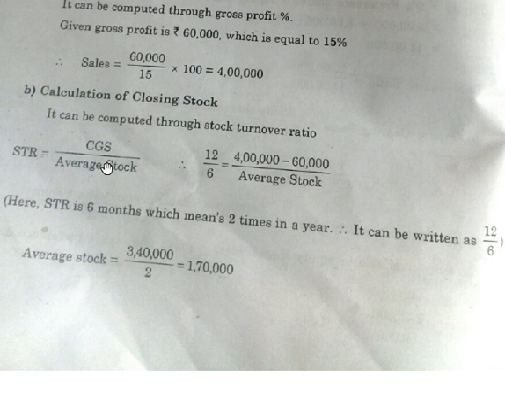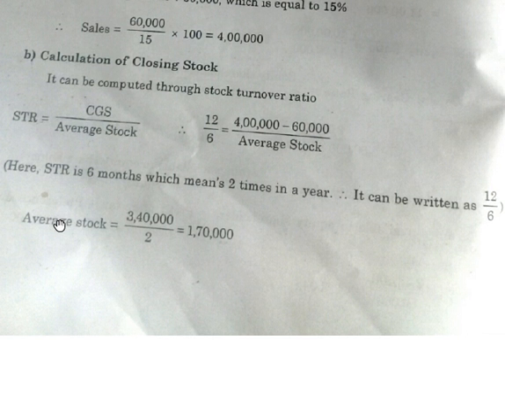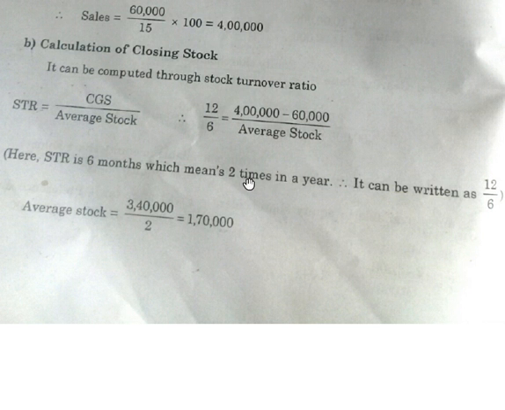So calculation of closing stock, it can be computed through stock turnover ratio only, always, because only in that ratio we have the average stock. So stock turnover ratio is equal to cost of goods sold divided by average stock. Therefore 12 by 6, which is equal to 4 lakh minus 60,000. Okay, 4 lakh. How did you get this 4 lakh? Sales minus gross profit divided by average stock. So stock turnover ratio is 6 months, which means 2 times in a year. It can be written as 12 by 6. That's how you got 12 by 6.